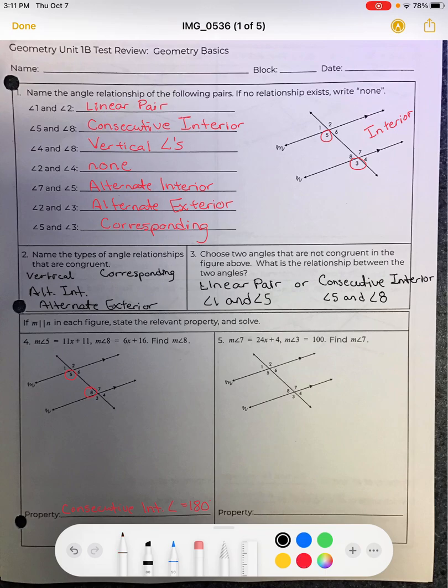They are supplementary. So when I do my work here to solve for x, I'm going to say 11x plus 11 plus 6x plus 16 equals 180. We'll combine our like terms. We'll put our x's together and get 17x, plus, then we'll do our other numbers. That would be 27 equals 180. We'll subtract the 27 to the other side and get 17x equals 153. And now we're going to divide by 17. 153 divided by 17 is 9. X equals 9.